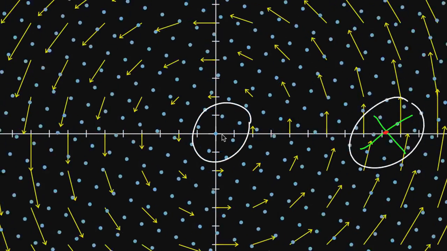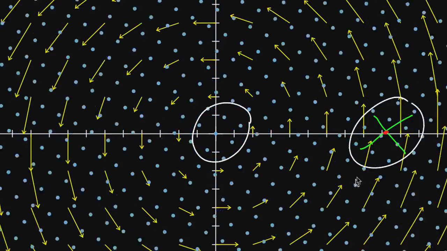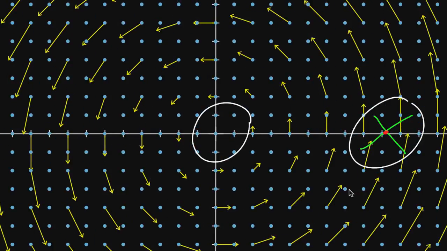But I think it's important to understand what else two-dimensional curl can look like and what else this formula might be representing. So with that, I'll see you next video.